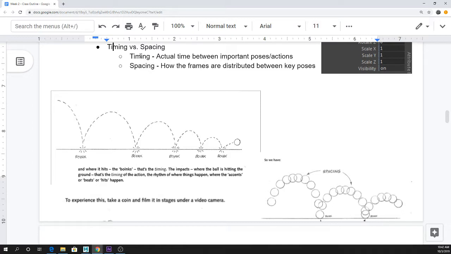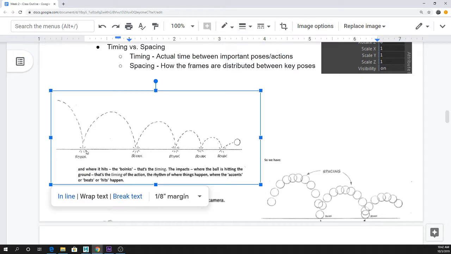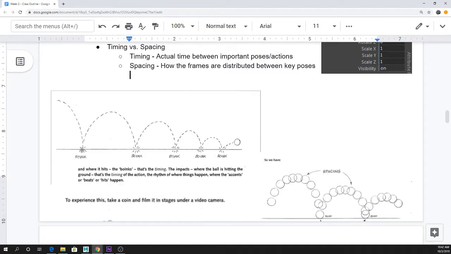But timing is basically the time between important poses or actions. So if you're doing something like a bouncing ball, the timing would basically be each bounce of the ball would be like one of your major poses or actions. Spacing is how the frames are distributed between those poses. So again, for a bouncing ball, it's going to be all of the arcing through the air between the hitting of the ground.